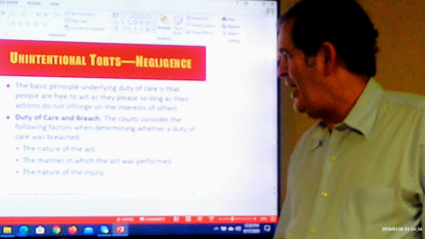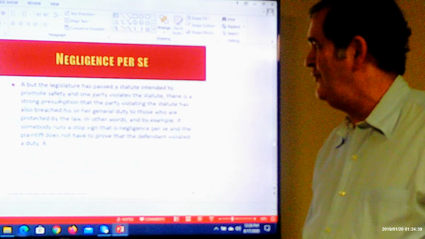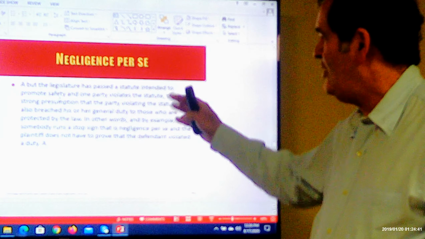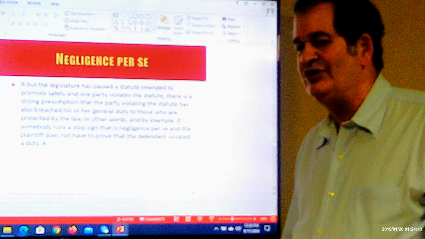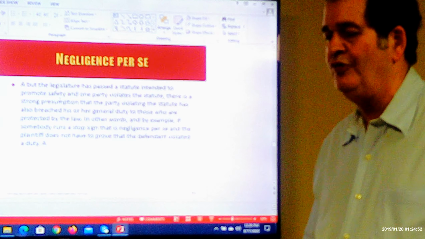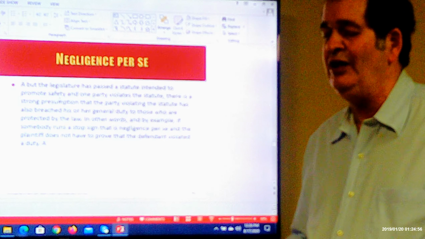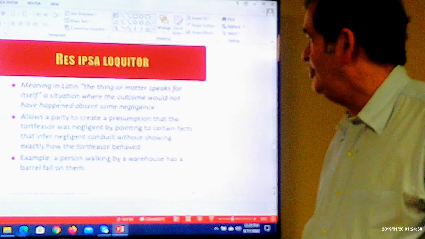So the courts will look at the nature of the act, the manner in which it was performed, and the nature of the injury. Negligence per se is where there is an actual statute that establishes the duty, such as a stop sign, and you run through it. In that situation, you don't have to prove that running through a stop sign is negligent. It's negligent per se, meaning it's automatically negligent.